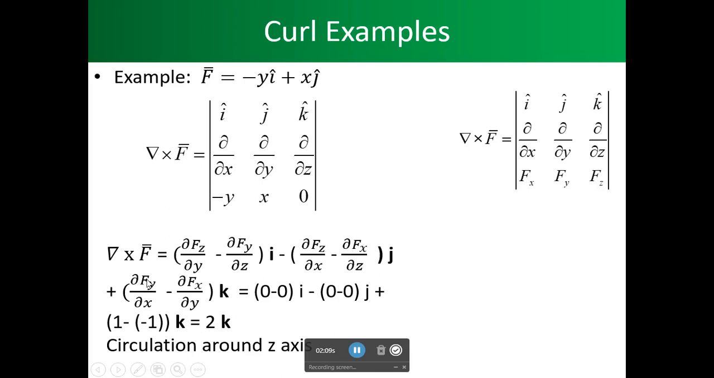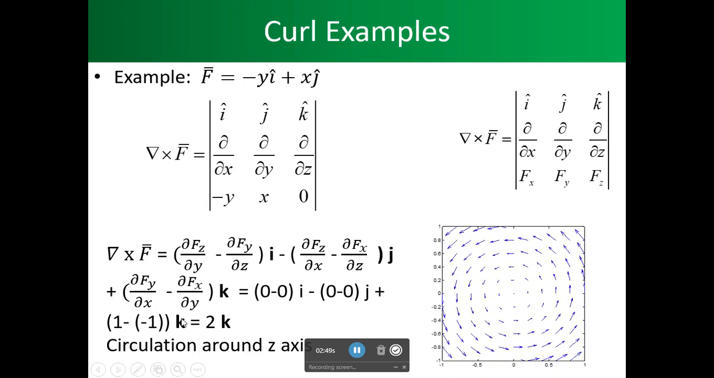So we have the partial of f of y with respect to x, and we take it and it's going to give us a 1. Then we're going to subtract the f of x, which is a negative y, and take it with respect to y, and we're going to get a negative 1. Negative times negative is a positive, which gives us 2 in the k direction. Now we're going to use this again. We're going to continue, and we're going to use it in our next part of this example.